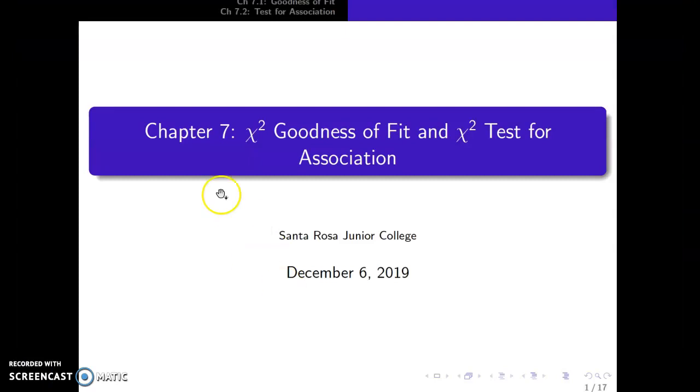In Chapter 7, we're going to be looking at two different types of hypothesis tests. One of them is called the chi-squared goodness-of-fit and the chi-squared test for association.